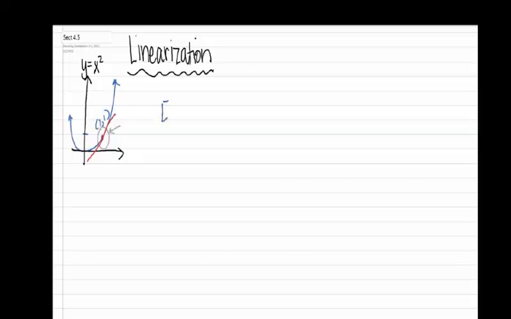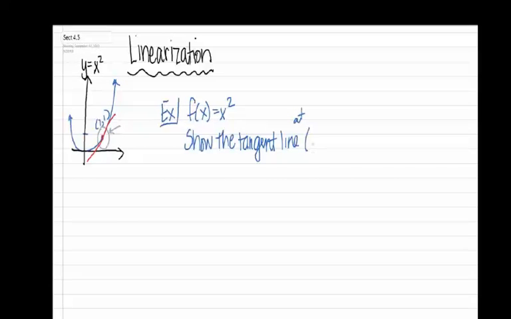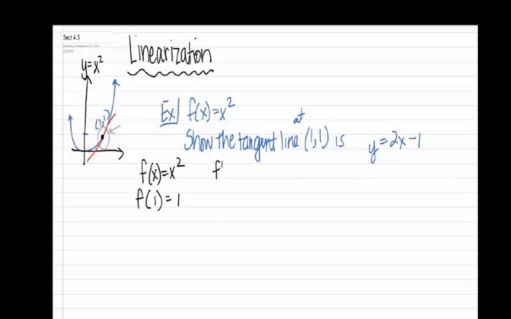We're going to do an example. Given the function f of x equals x squared, I want us to show that the tangent line at the point 1, 1 is y equals 2x minus 1. How do we approach this? Well, the first thing you've got to do is take your function and find out its x and y value at that point. So of course f of 1 equals 1. And we need to find the slope. So that means f prime of x, which is 2x. So f prime of 1 is going to be 2. So the slope at this point right here is going to be 2. The slope of the tangent line.